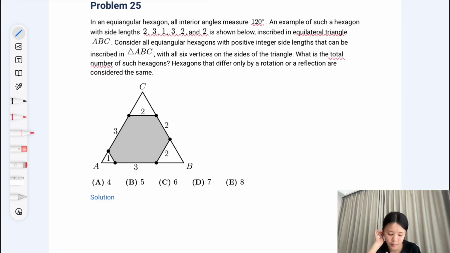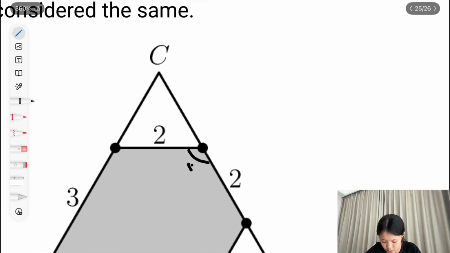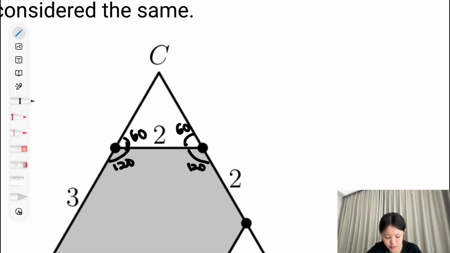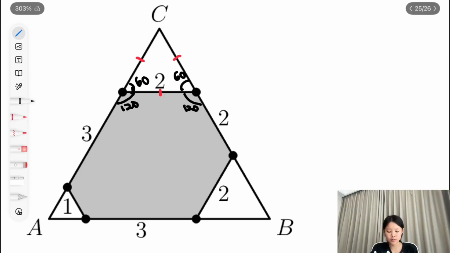Okay, so a common pattern in these types of equal angular hexagon problems is that if we zoom into the top here and we draw out this angle as 120, this means this angle will be 60, and because they're supplementary, this is 120 and this is 60. So what this means is that all of these little spikes you see, little triangles at each side, are equilateral as well. So what you can do here is we write out that this equals C, and this equals B, this equals A, right?